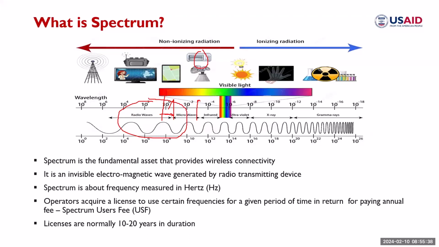Like for example, may isang bagong entry tayo. Before they were given the spectrum, meron silang bond and meron din silang targets. Okay? Na kailangan mong magawa in this span of time. Like maybe, I think 5 years or 10 years, I don't remember. So, depende yan sa mga gobyerno. And this is measured in hertz. Operators acquire a license to certain frequencies for a given period. Licenses are normally 10 to 20 years. Okay?